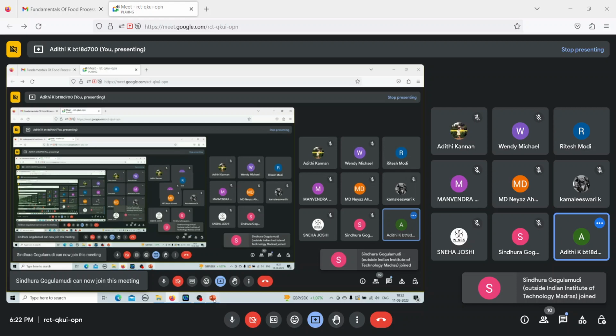N and N naught are always the surviving microorganisms. It is not the microorganisms that died. It's always the remaining microorganisms. So if 99.999% was killed, then what is left is 1 minus this value.